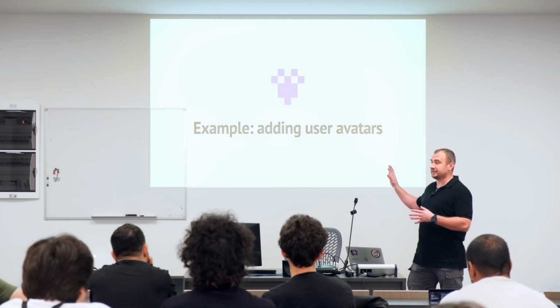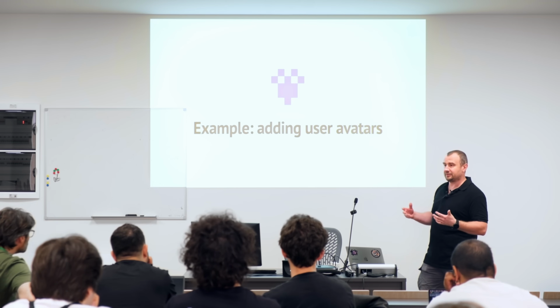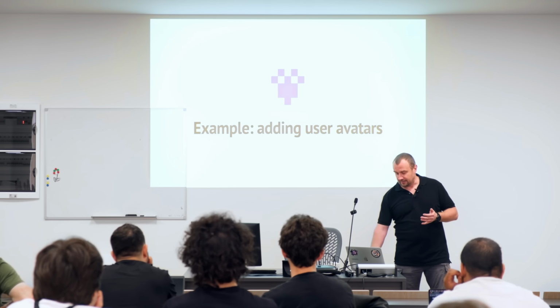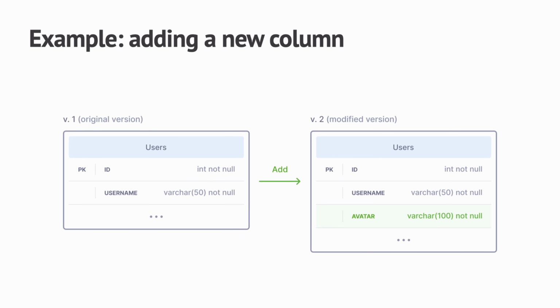Let's talk about a concrete example. Let's say we want to add a user avatars feature into our application. Like, for example, 12 years ago, GitHub introduced these fancy identicons, how they call it. Let's say we want the same. We want all users to have randomly generated avatars, and they can upload their own if they want. To do this, we want to introduce a new column in our database in the users table called avatar.